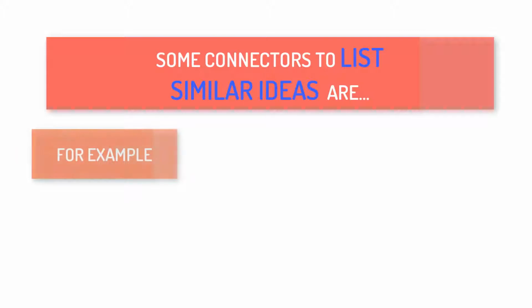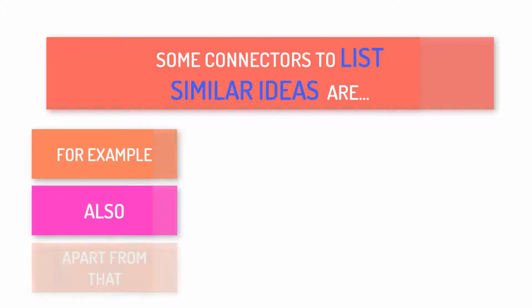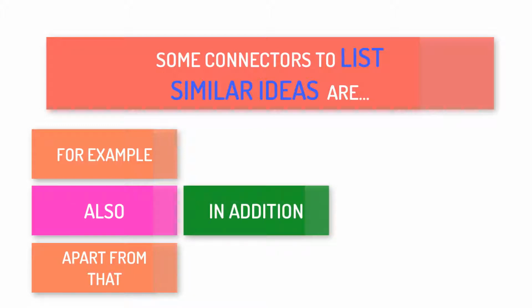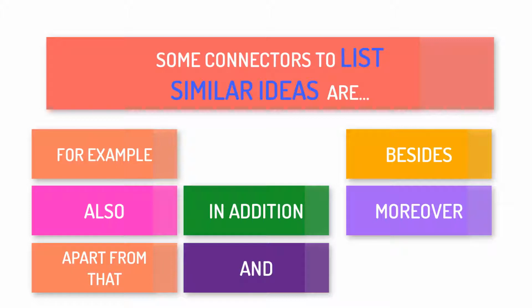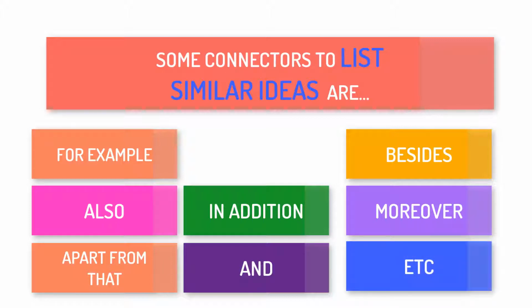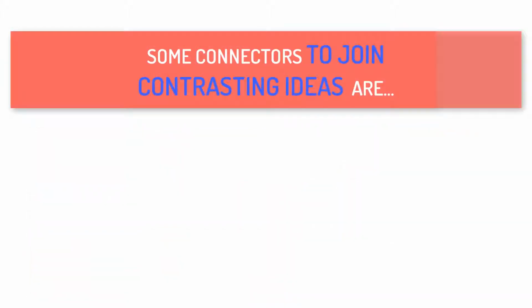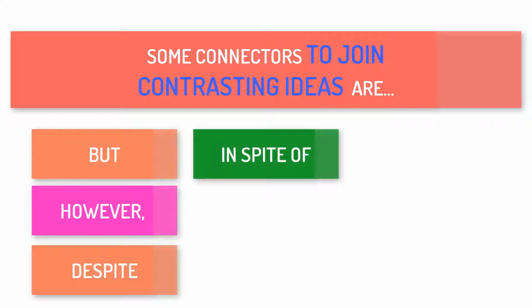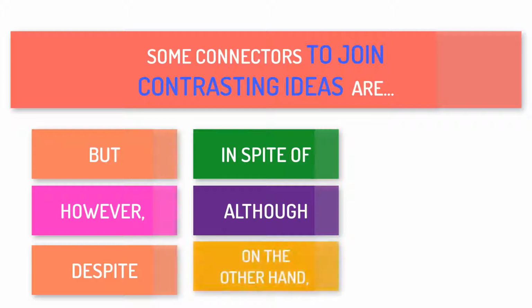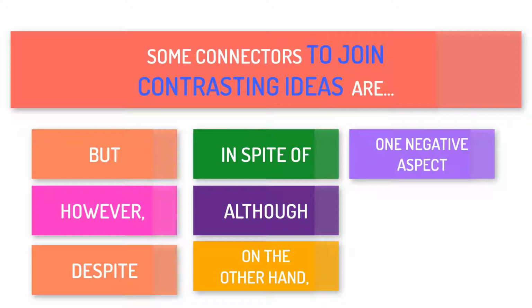Some connectors to list similar ideas are, for example, also, apart from that, in addition, and, besides, moreover, etc. Some connectors to join contrasting ideas are but, however, despite, in spite of, although, on the other hand, one negative aspect.